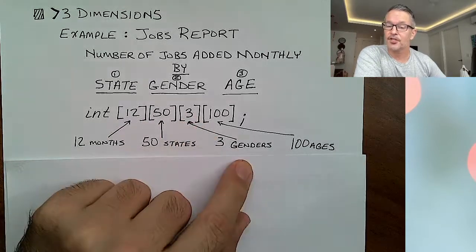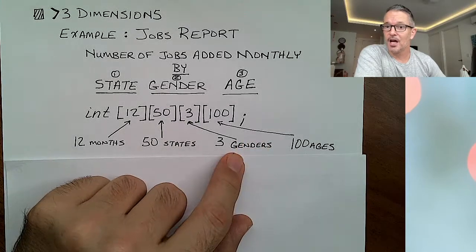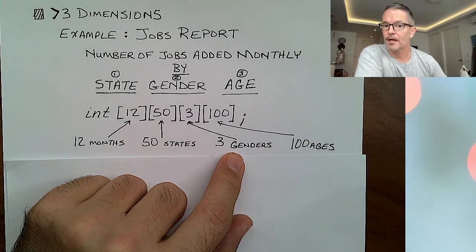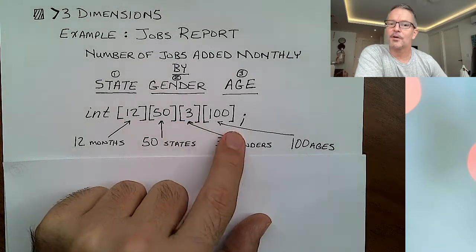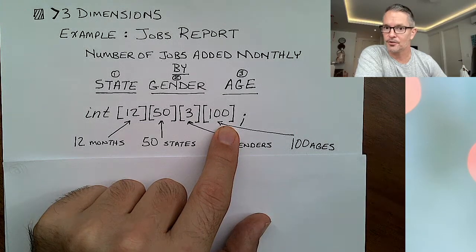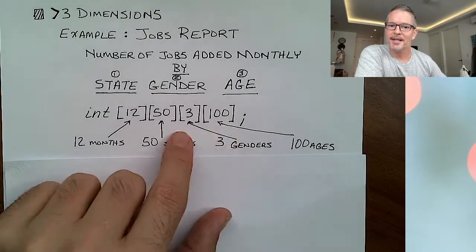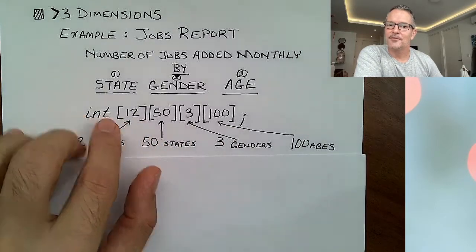There are 3 different genders: male, female, and non-gender conforming or non-binary. So 3 genders. And let's say we're going to track people from 0 years old all the way to 100 years old. So in this way, if I wanted to say, what is the data for January?